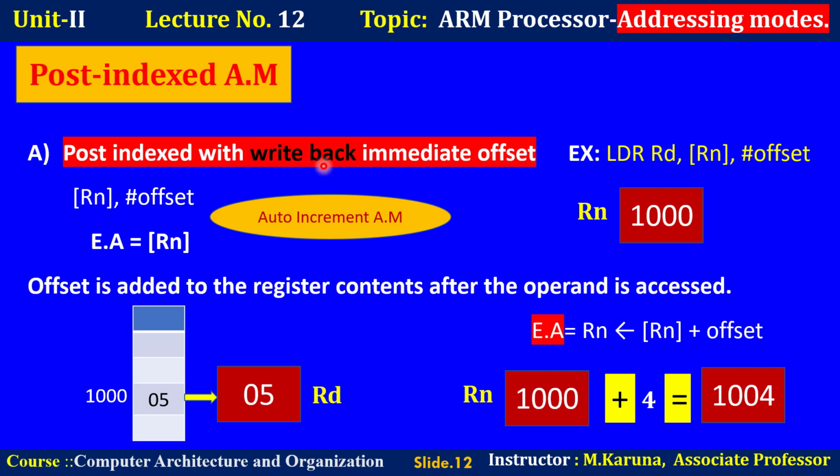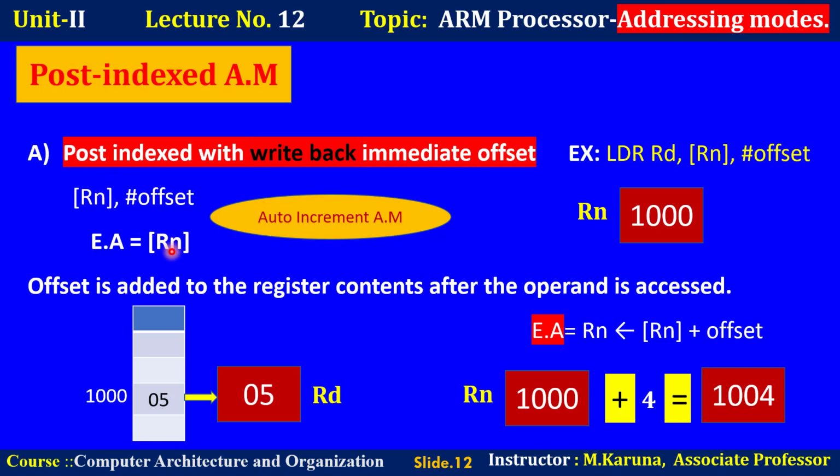Write back means that after generating the effective address, it will be loaded into Rn. So in this case, Rn comma hash offset. First, whatever data is present at the address specified by Rn will be loaded into the destination register if you use this load instruction. After that, it will calculate the effective address. Initially the effective address is Rn, no offset is added.